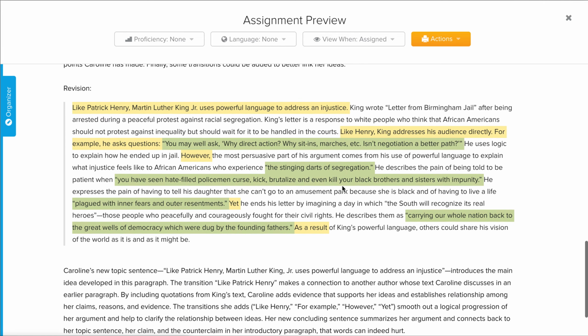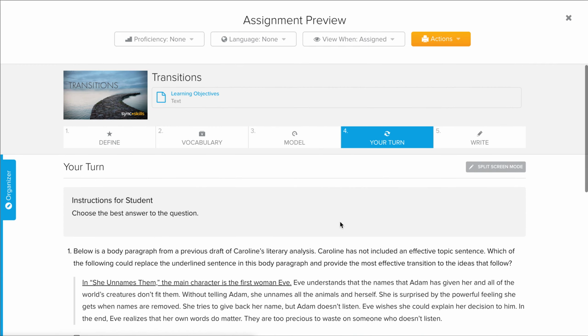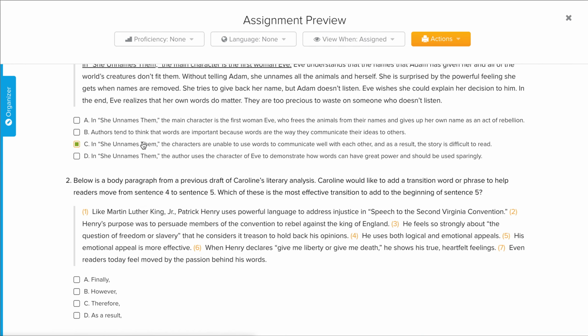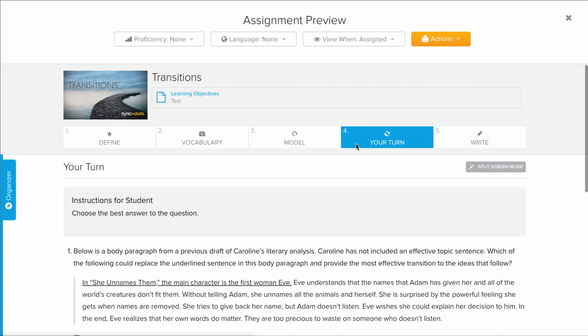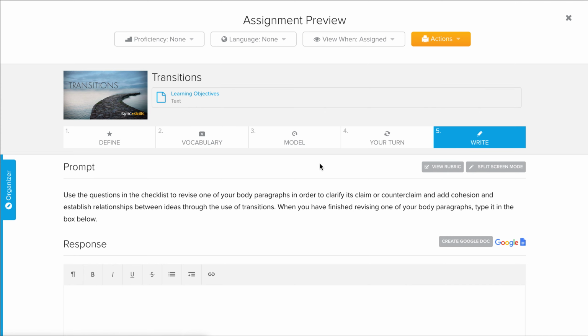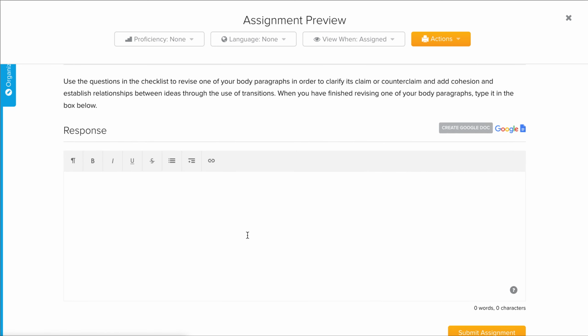All right, once you've taken a look at this page and you feel good about it, then click on tab 4 and complete the Your Turn tab with just the 2 multiple choice questions here. And then after that, move over to the final task, which is the writing task. What you're going to do is copy and paste one of your body paragraphs from your draft into this response box. And you're going to try to do the same thing that Caroline did. You're going to expand on it and add more elements to it.